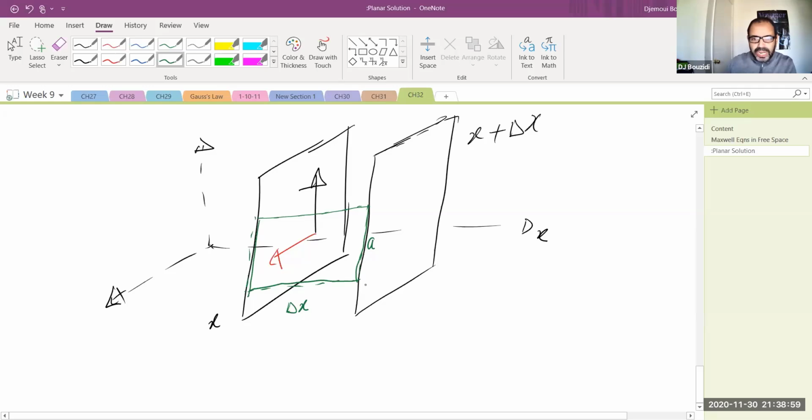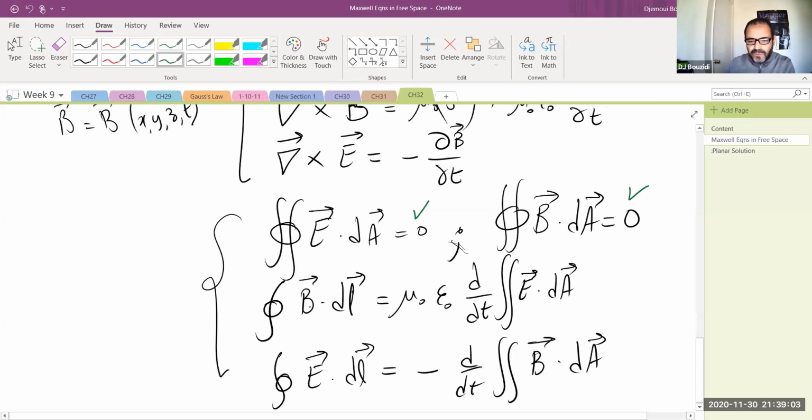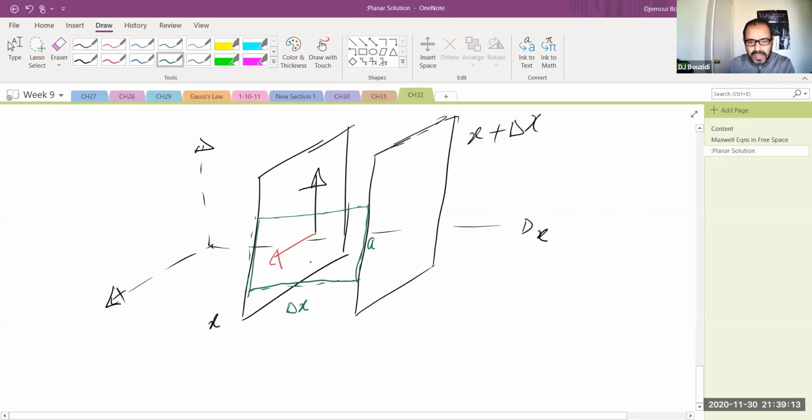I'm going to find the circulation. Remember, the other two equations have to deal with the circulation. So first one, I'm going to start with the last one: the circulation of the electric field over this path. Because I chose a along the y direction, that's where the electric field changes from point to point.